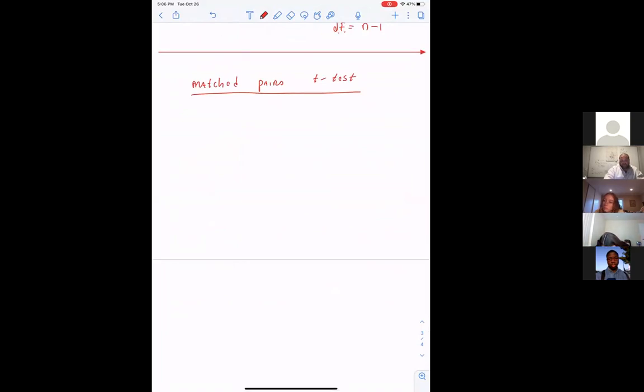It is a specific situation that only holds when you have matched pairs. Well, what does that mean? So let me explain the following situation. Suppose I was curious whether or not people can do something more efficiently with their right hand or their left hand.